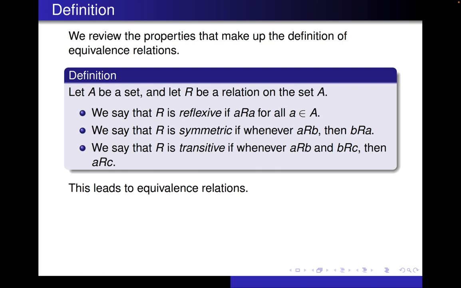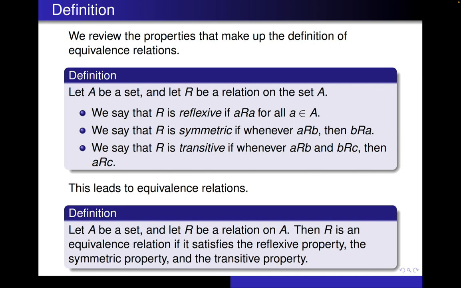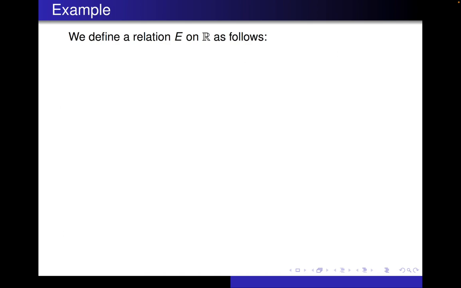And this leads to the definition of an equivalence relation. A relation on a set A is an equivalence relation precisely when it is reflexive, symmetric, and transitive. So let's go ahead and define a relation. We're going to call the relation E, and it's defined on the set of real numbers. Here's the definition. We say that x is related to y, so x E y, when x squared is equal to y squared. So when we square the two numbers, we get the same number.